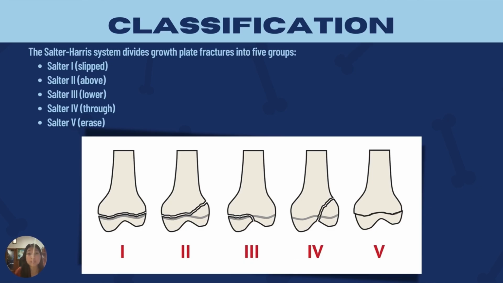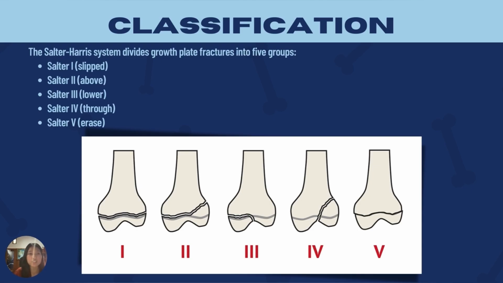Now I want to explain about classifications of growth plate fractures. The Salter-Harris system divides growth plate fractures into 5 groups, ranging from type 1 to type 5. Lower numbers are milder and have less chance of growth abnormalities.